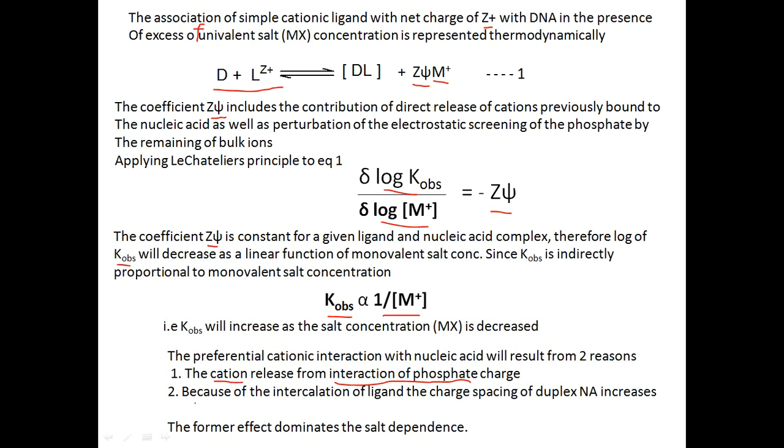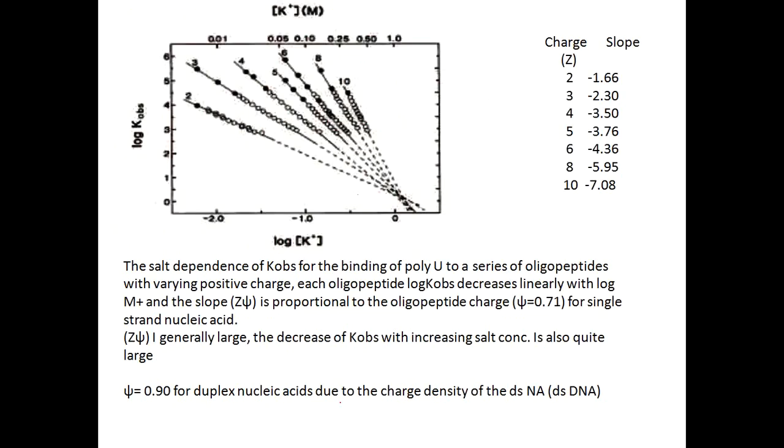And there's one more reason, that the charge density also slightly decreases if there is an intercalation mode of the ligand. So if the ligand binds with intercalation, the length of the nucleic acid also increases. So when the spacing between the bases increases, the charge density also decreases, so the cation is released more easily, right?